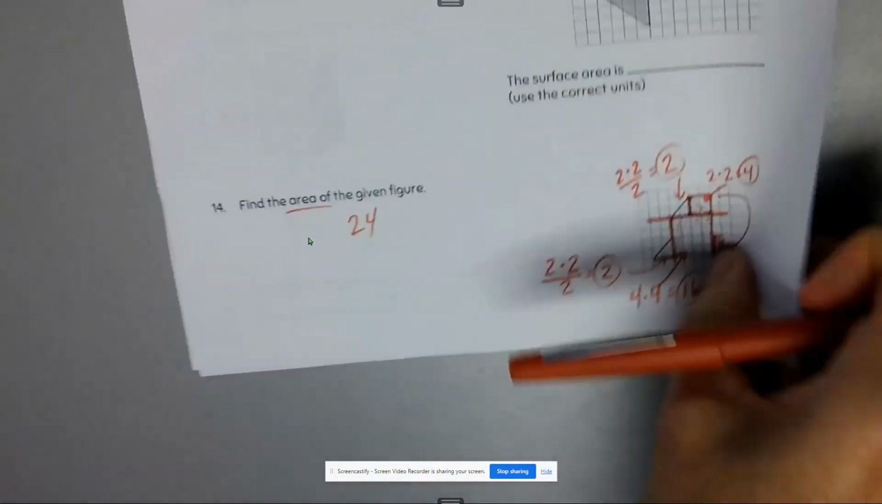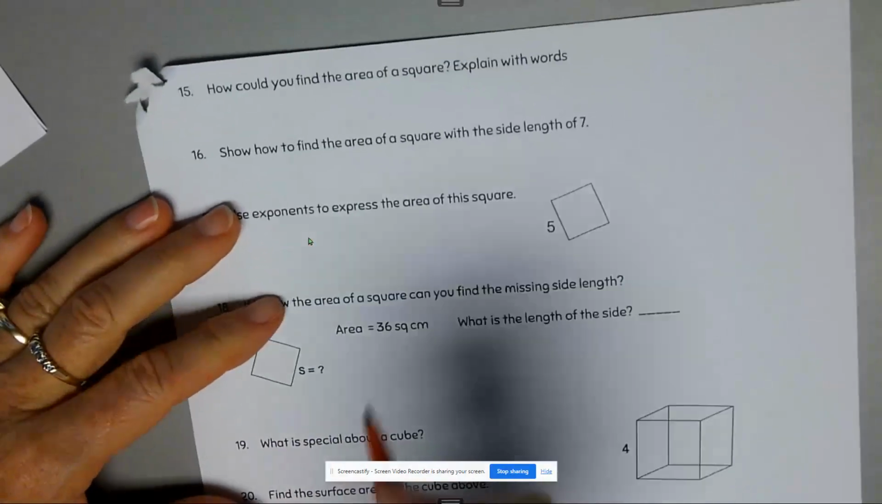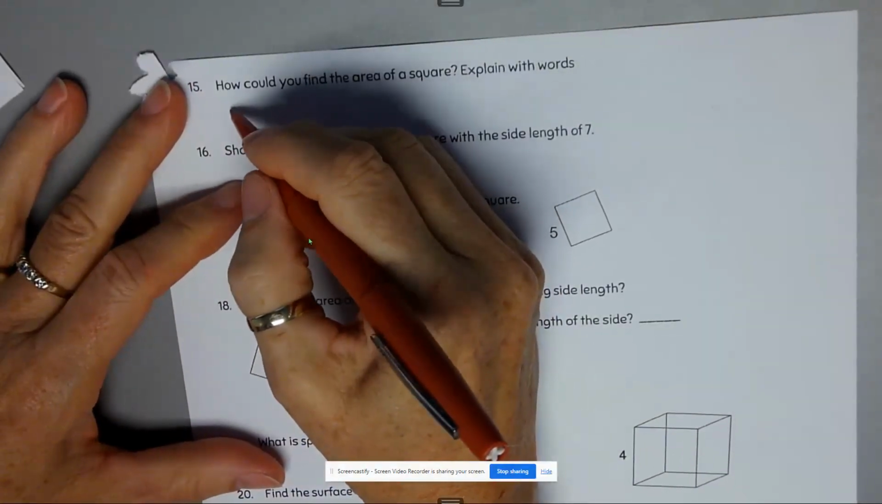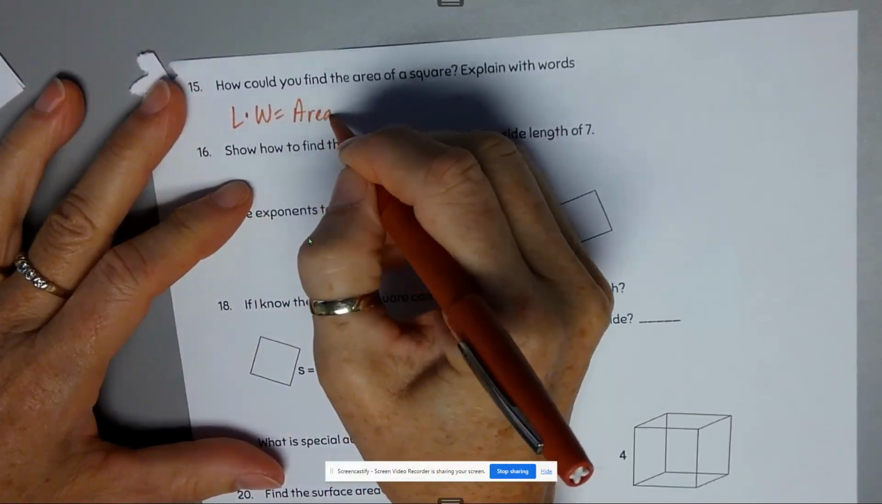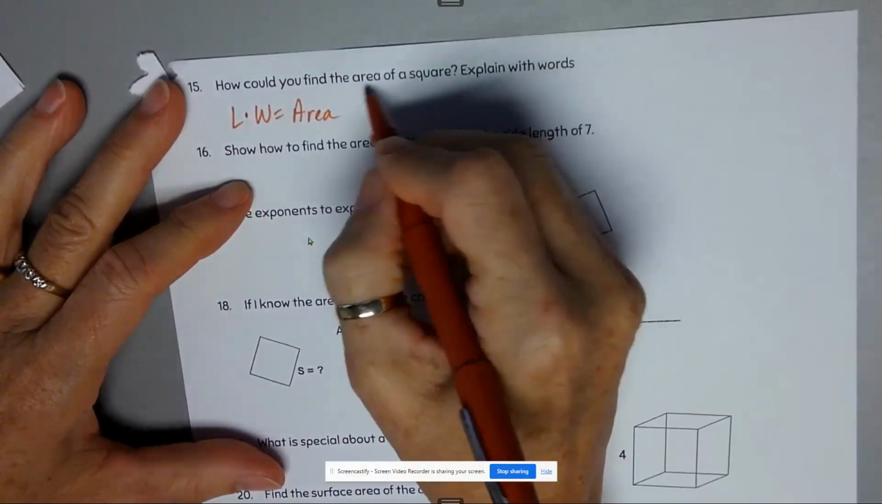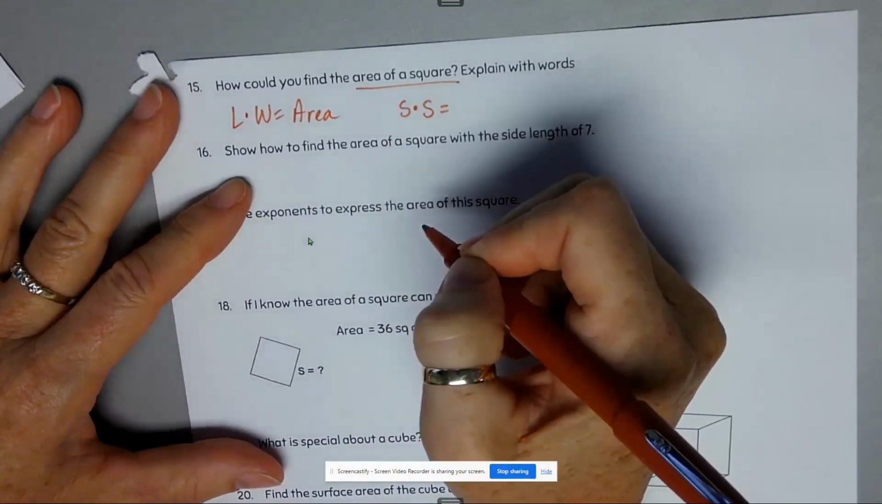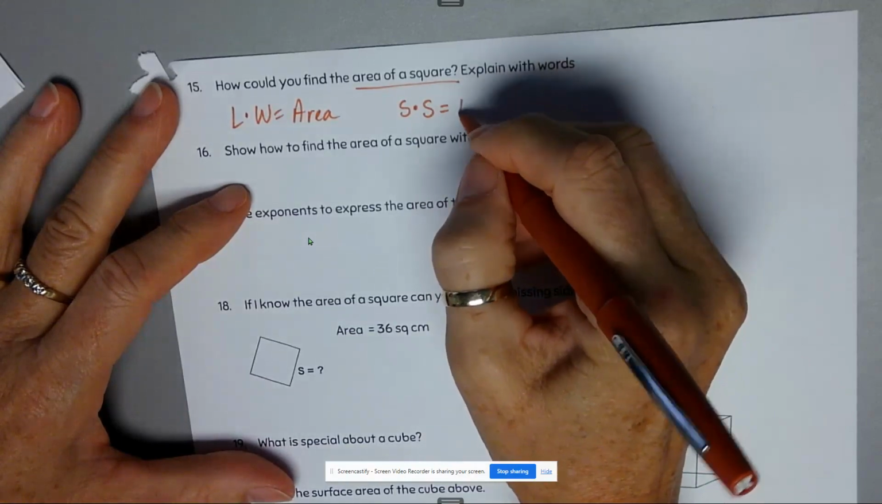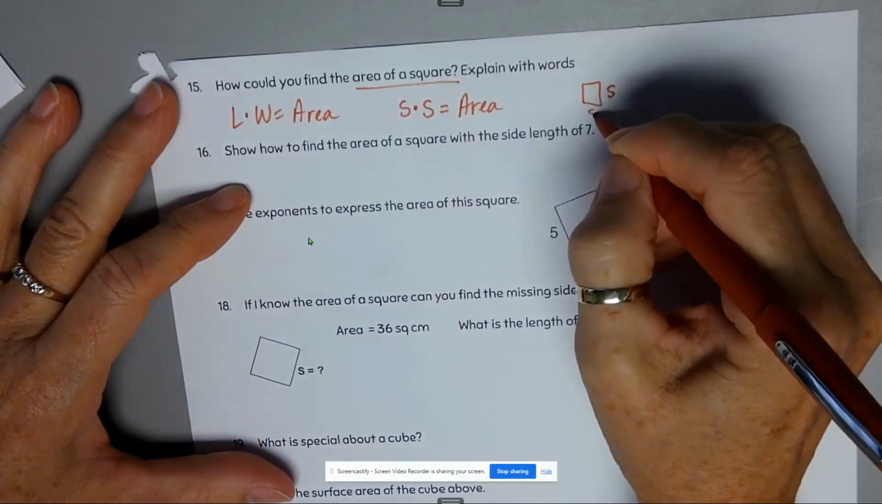All right, and then on to the very last page, which I don't know what I did with. Here it is. How do you find the area of a square? Well, a square is a rectangle, so length times width would work for area. But squares are special because their side lengths are the same. So a lot of times we'll write it as side times side equals area. So thinking of my square, the sides are the same.